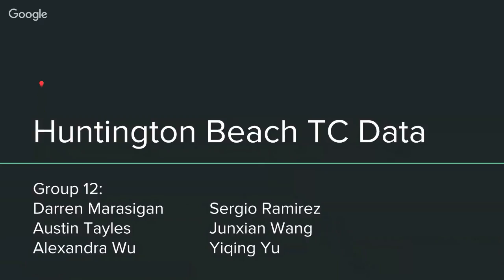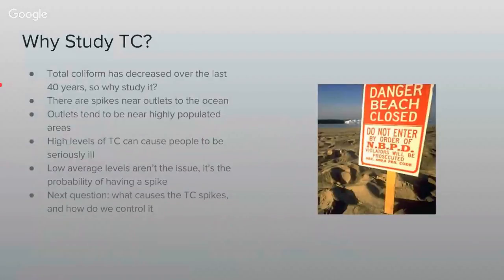Okay, so this is our CEE 11 final project on Huntington Beach TC data, and we are group 12. So first off, just a little background on why we want to study TC. Even though the concentration of TC in the water has been decreasing over the past 40 years, our biggest concern is spikes in TC that we have on a more short-term basis.